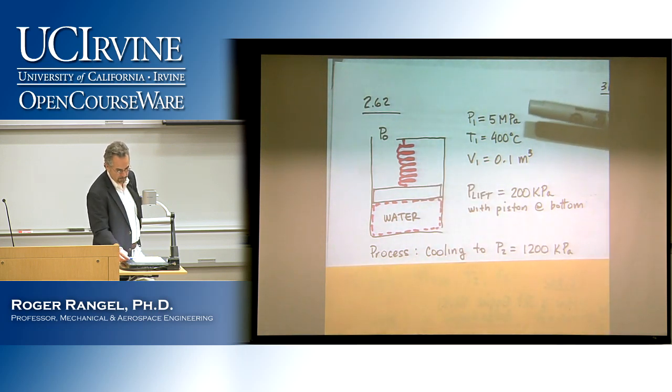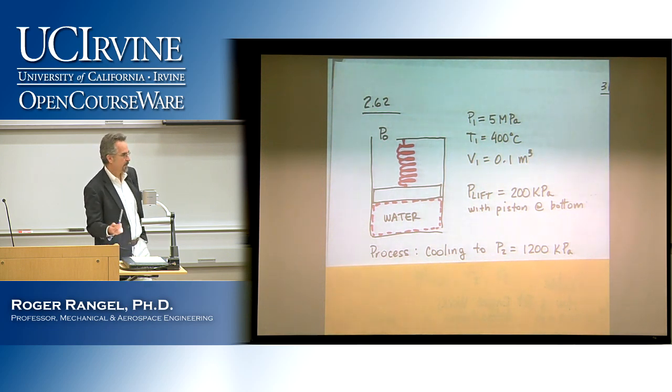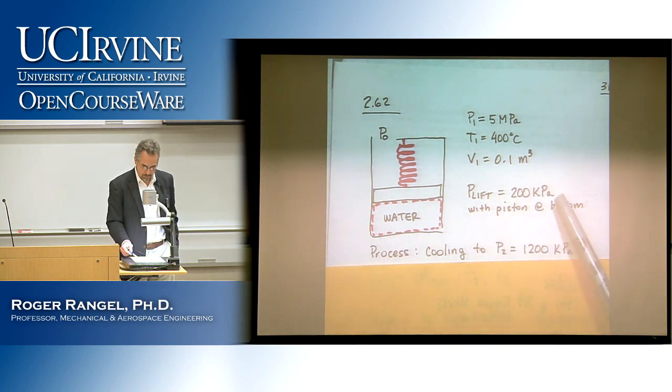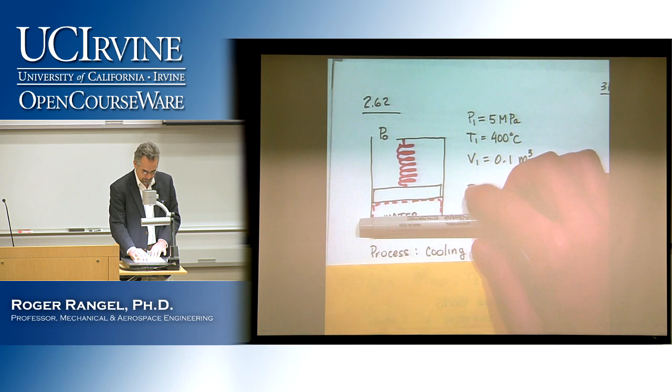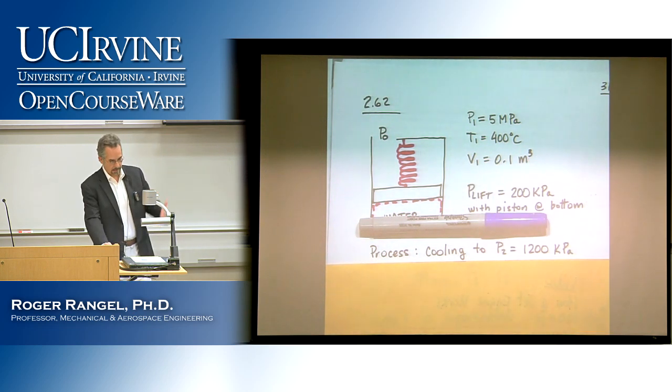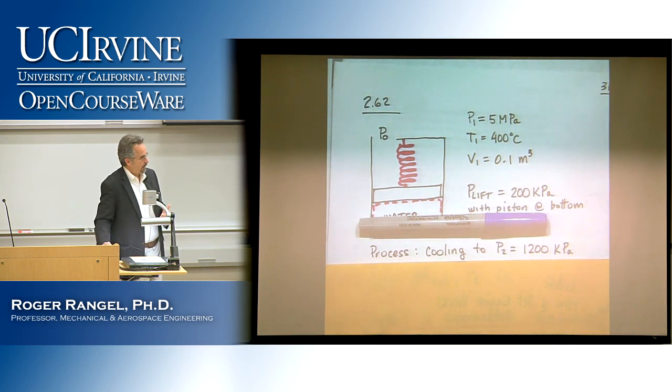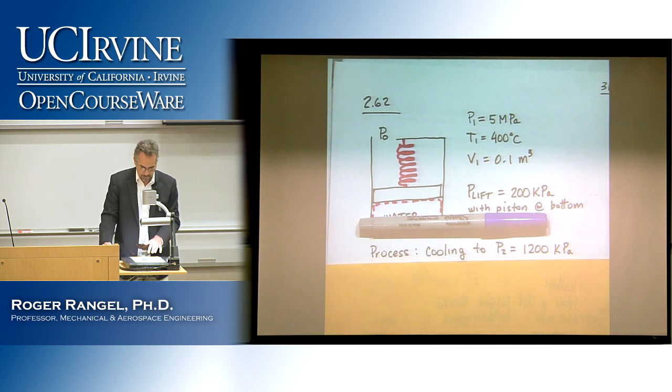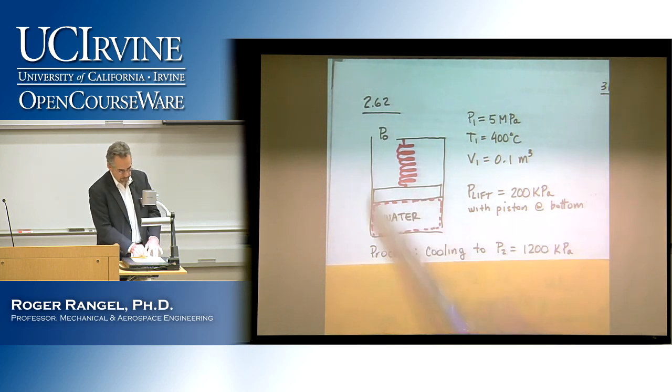The data that I was given: pressure P sub 1, 5 megapascals, temperature T sub 1, 400 Celsius, and the volume V sub 1, 0.1 cubic meters. And the extra piece of information that I gave you is that it takes 200 kilopascals to lift the piston if it's sitting at the bottom. So when this piston is all the way at the bottom here, it won't move up unless I have at least 200 kilopascals of pressure underneath. So we start from there.